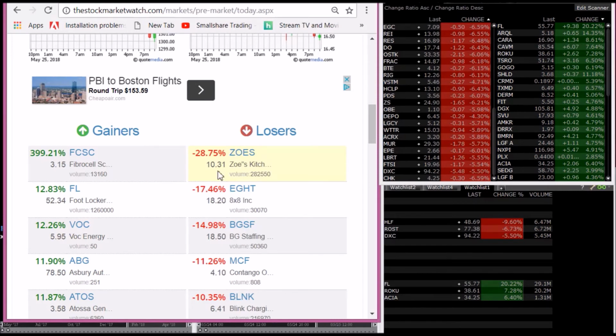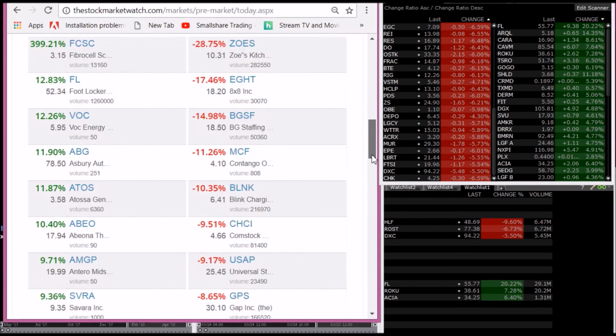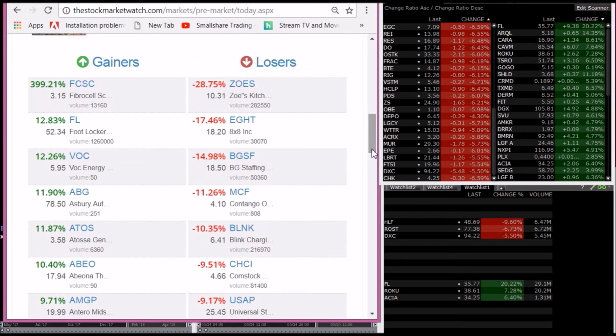Price, $10. I'll take it anyway. So I'll put it on my downside here, and I'll look at the stock, and I'll see if it's got all the criteria I like. You know, I'll look at EGAT, 17% down, $18 stock, 30,000. That looks good too. I'll put that one over there, and I'll take a look at if it's got all the criteria I like. Then I'll keep it.